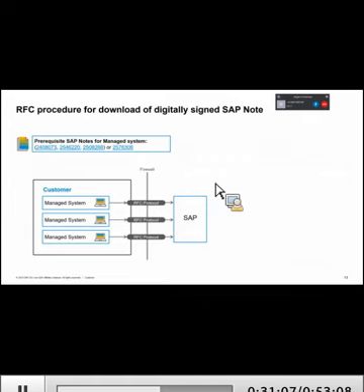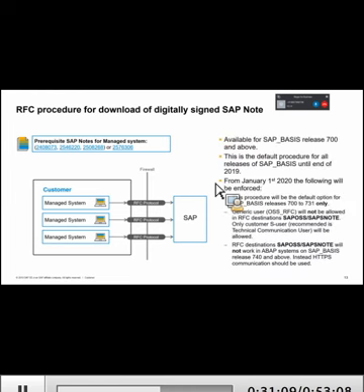This is the RFC way, which you're familiar with, and if you see the picture here, this depicts that each of these managed systems is connected to the SAP Backbone via the RFC protocol. For this procedure to continue working, you would need to implement either the three individual notes that we also saw on the previous slide, or the TCI note 2576306, which would have to be implemented.